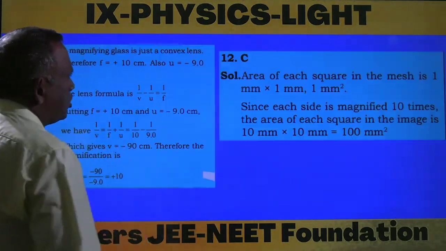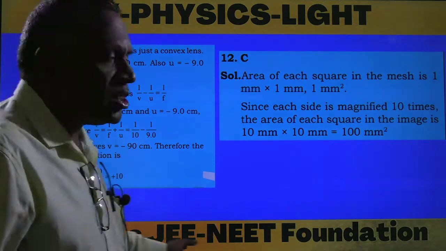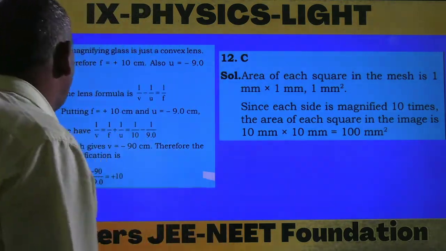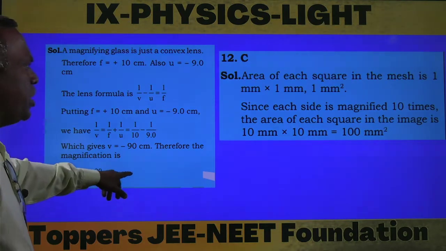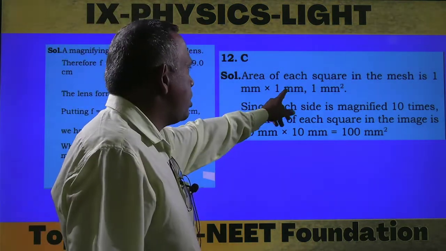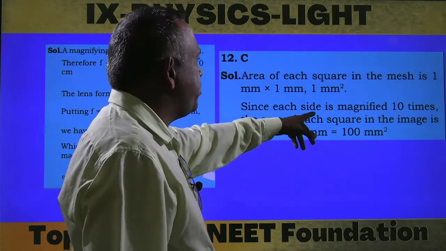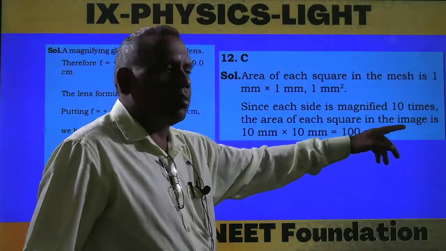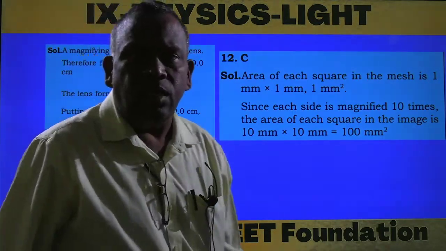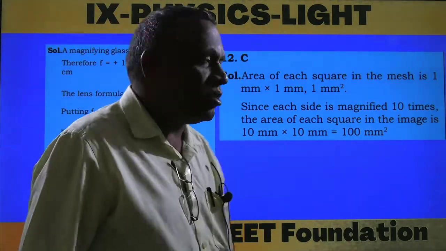So the explanation for this: first you find out the magnification of the magnifying glass, which is 10. Area of each square is 1 mm square. Since it is magnified 10 times, 10 into 10, 100 mm square. That is the way you can get the answer for this question.